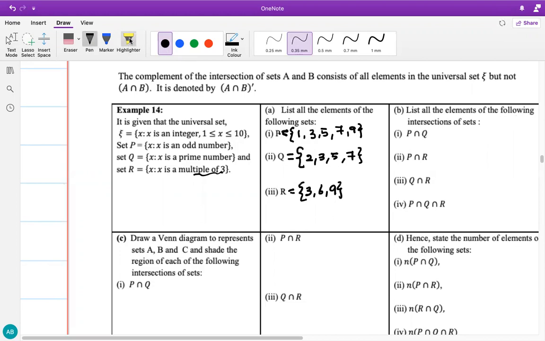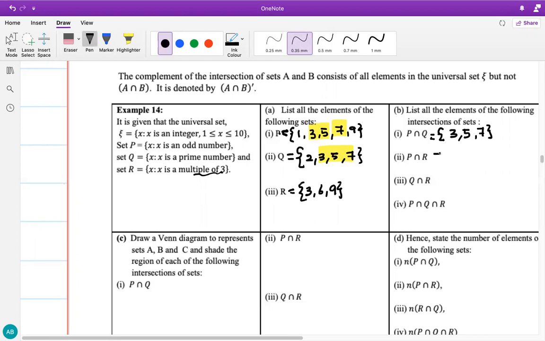So list all the elements of the intersection of P intersect Q. We find the common elements between P and Q. You can see here, sets P and Q both have 3, 5, 7. So therefore, P intersect Q has the elements 3, 5, and 7. Meaning that P intersect Q is another new set, a new set formed.